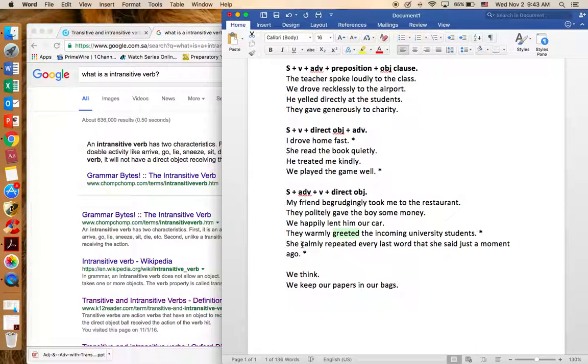And it's even clearer in the next example. She calmly repeated every last word that she just said a moment ago. Right? If we're going to describe this verb, repeated, with this word calmly, we can't put it at the end of this object clause because we have another verb which is in the object clause, and it's just too long. Every last word which she just said a moment ago. It's just too many words.